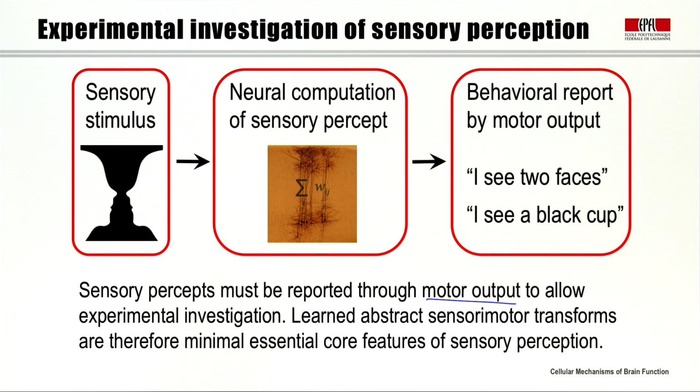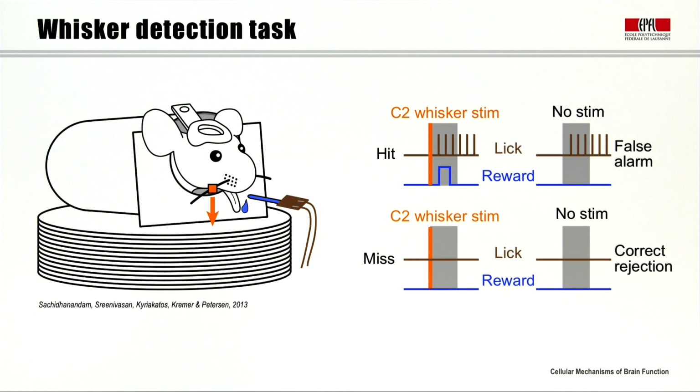And that then might represent the minimal essential core feature of sensory perception, that it has to form a learned, perhaps relatively abstract, sensory-motor transform. Now, sensory perception is rather complicated, and it might be a good idea to start with very simple forms of sensory perception if we want to get to the detailed mechanistic and causal insight into how it actually works. The simplest form of sensory perception is detection, simply to say, is there a stimulus or not? And that's what we're going to investigate here in the whisker sensory system.